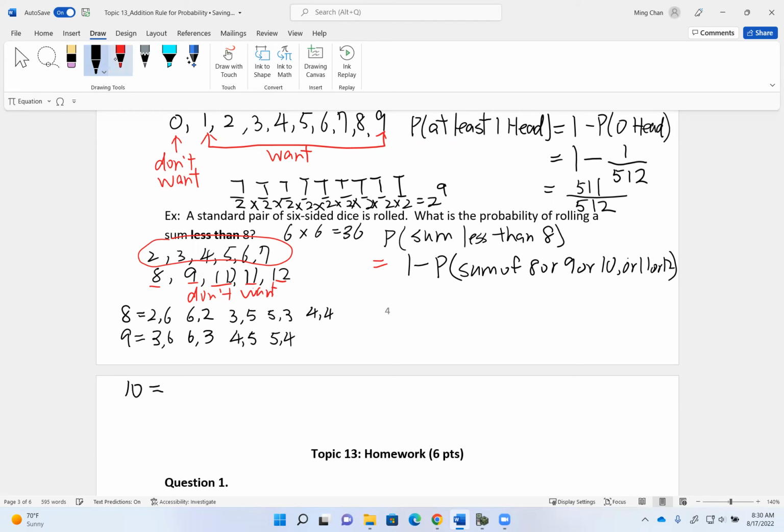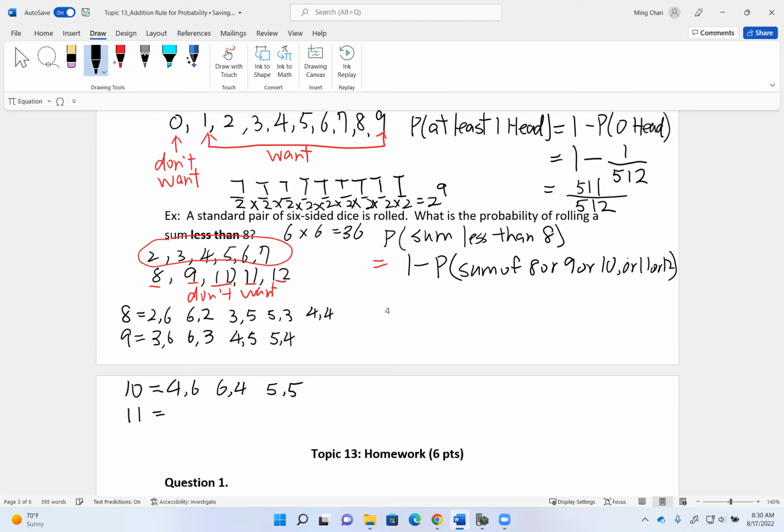All right, roll a sum of 10. Sum of 10, there's no 1 and 9, okay? There's no 2 and 8, because 9 and 8 don't exist on a 6-sided die. So sum of 10 has got to be 4 and 6, 6 and 4. And of course I can roll a 5 and then a 5.